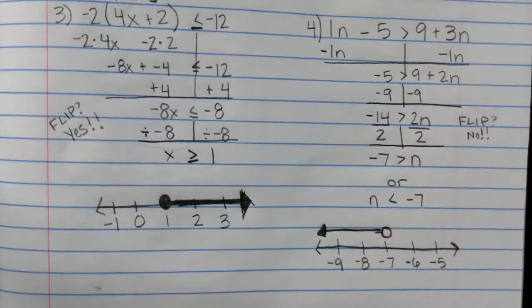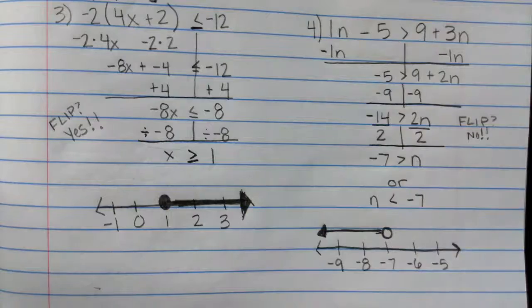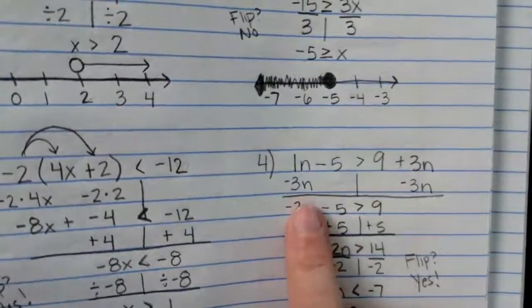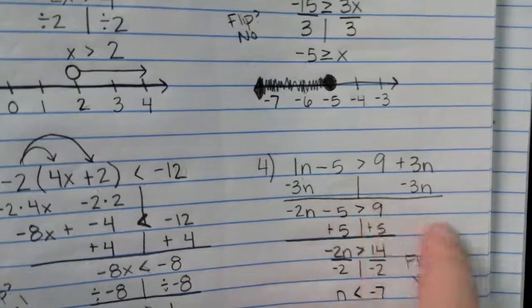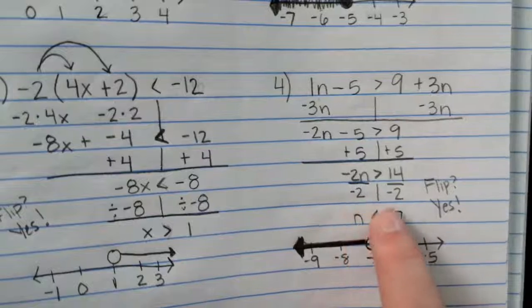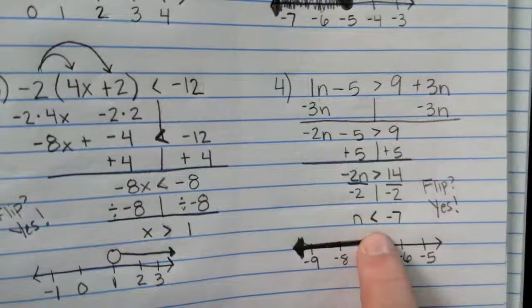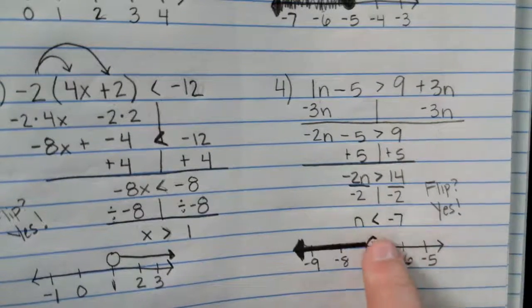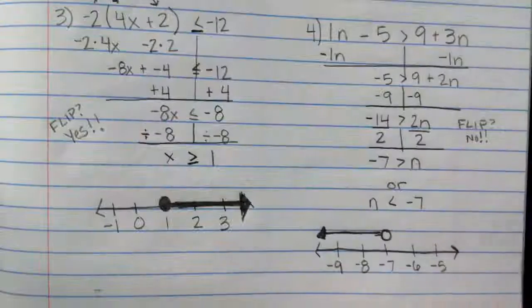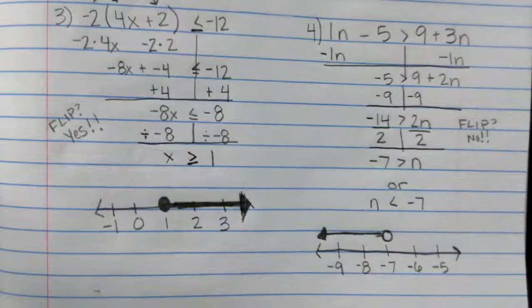I'm going to show you real quick what we got in my morning class. In my morning class, we did this. I'll go back in a second. We did -3n on both sides, which was fine. But then we had to divide by a -2. So because we divided by a -2, we had to flip our inequality. So on our morning, we had to flip, but we end up with the same answer. Kind of cool, right? So cool. You guys are amazed?